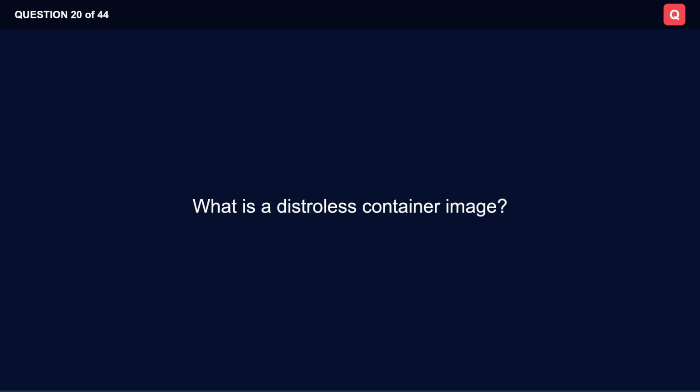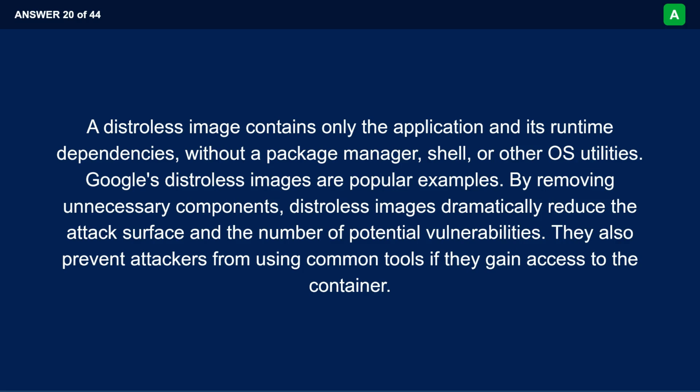What is a distroless container image? A distroless image contains only the application and its runtime dependencies, without a package manager, shell, or other OS utilities. Google's distroless images are popular examples. By removing unnecessary components, distroless images dramatically reduce the attack surface and the number of potential vulnerabilities. They also prevent attackers from using common tools if they gain access to the container.